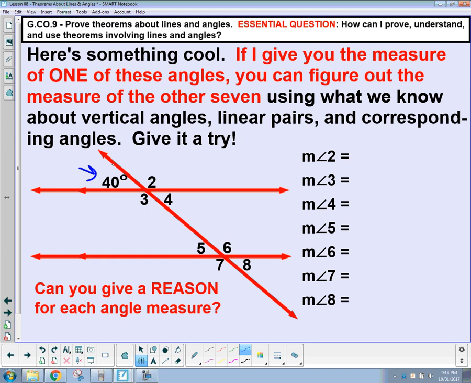So go ahead, take this time, pause the video, and try to fill out the rest of these blanks. The 2, the 3, the 4, 5, 6, 7, 8, etc. Okay? Trust me, this is a test question.